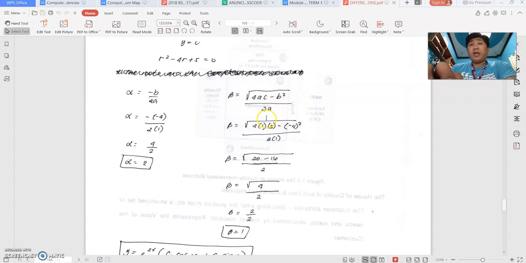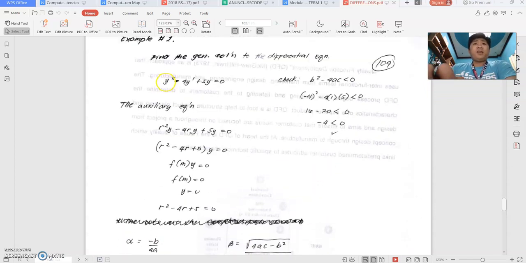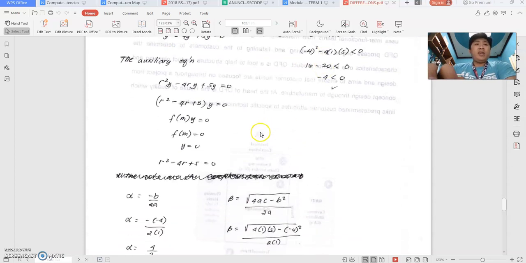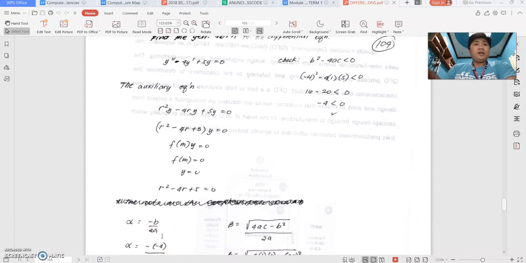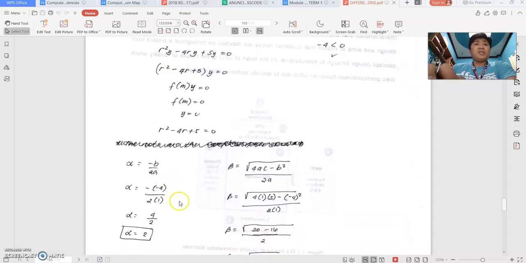the square root of 4ac minus b squared over 2a, then we can just substitute the values of a, b, and c from the given equation, like what we do here. Our a is 1 and our b is negative 4. Negative 4 times negative is positive 4, divided by 2. So you have positive 2.